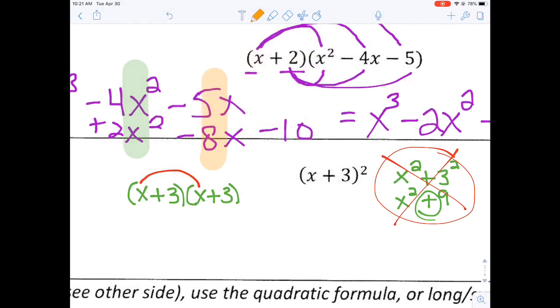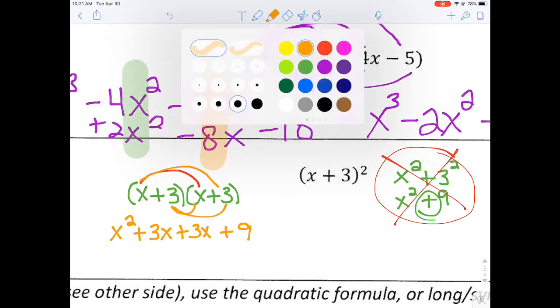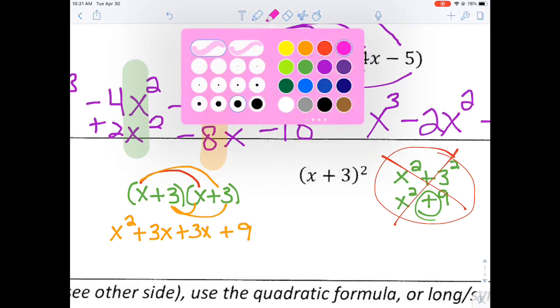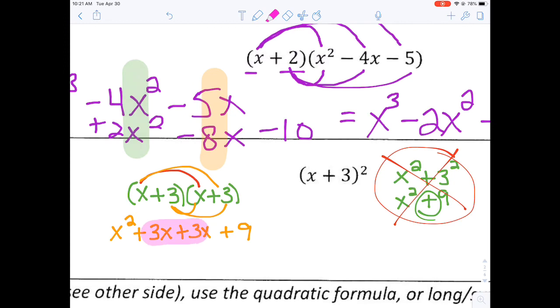We'll get rid of the red here. So x times x would be x squared. x times 3 would be 3x. 3 times x would be 3x. And then 3 times 3 would be plus 9. So if you notice here, these two terms in the middle, those are exactly the same thing. And that's going to happen every single time.